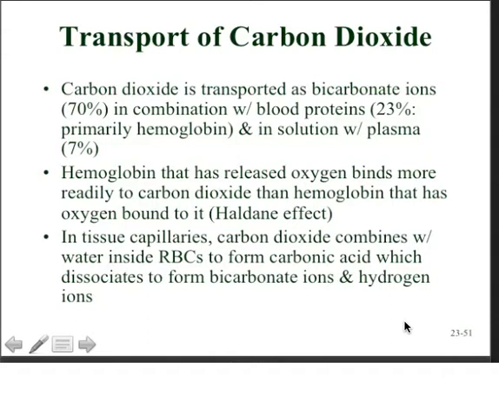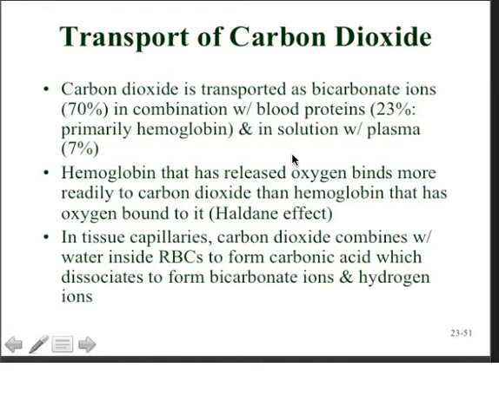Most of the CO2, as we see here, is transported in the plasma. CO2 is transported as bicarbonate in combination with blood proteins, 23%, but bicarbonate by far the majority at 70%, and directly in solution with plasma about 7%. So most of the CO2 is in this form as bicarbonate. Some of it attaches directly to the hemoglobin and causes that shift in shape that causes it to dump more of its oxygen. That's a condition of hemoglobin we call carbaminohemoglobin.